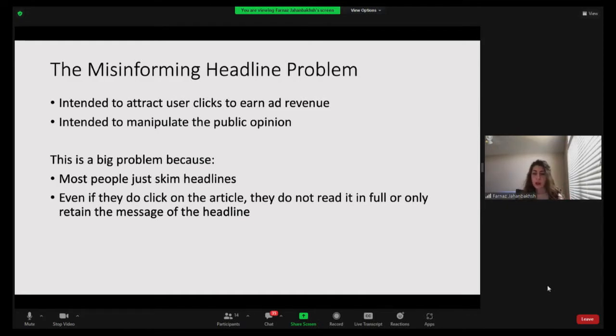And there's also evidence in the body of research on misinformation that even if users do click on the article and ultimately read it, they're more likely to retain the message that was presented in the headline, even if it disagrees with the content of the article.